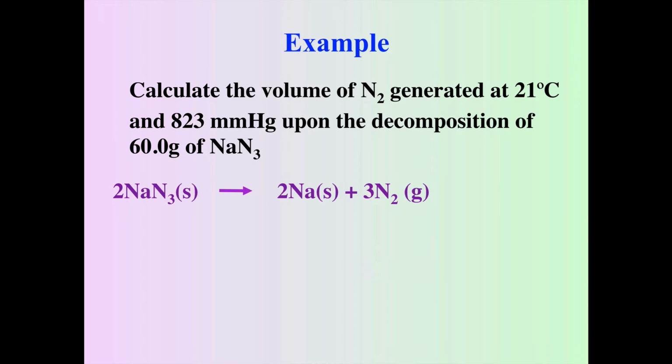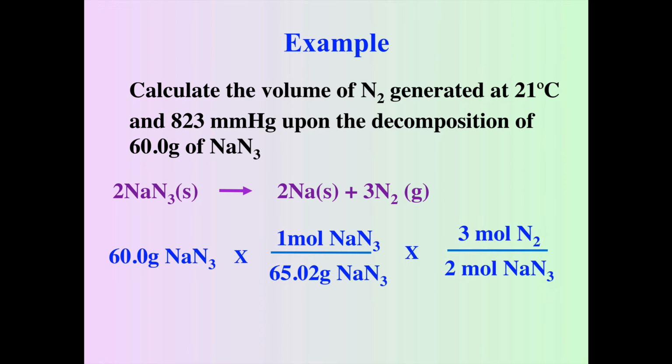Calculate the volume of nitrogen gas generated at 21 degrees Celsius, 823 millimeters of mercury, upon the decomposition of 60 grams of sodium azide. They gave me grams of sodium azide, so I can use the molar mass of sodium azide to convert to moles. I can use the coefficients in the balanced equation to convert from moles of sodium azide to moles of nitrogen. Now that I have moles of nitrogen, I have a temperature and a pressure, and I can plug into PV = nRT and solve for what they want: the volume.